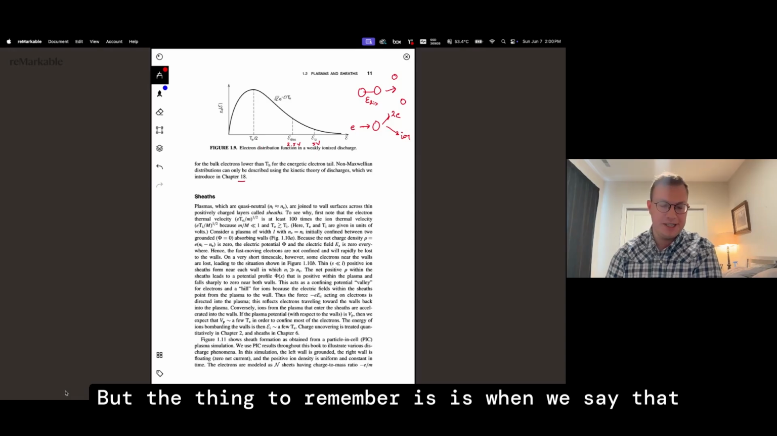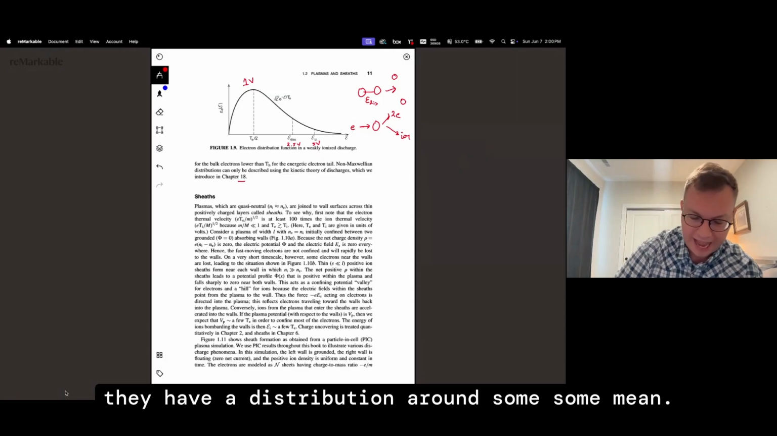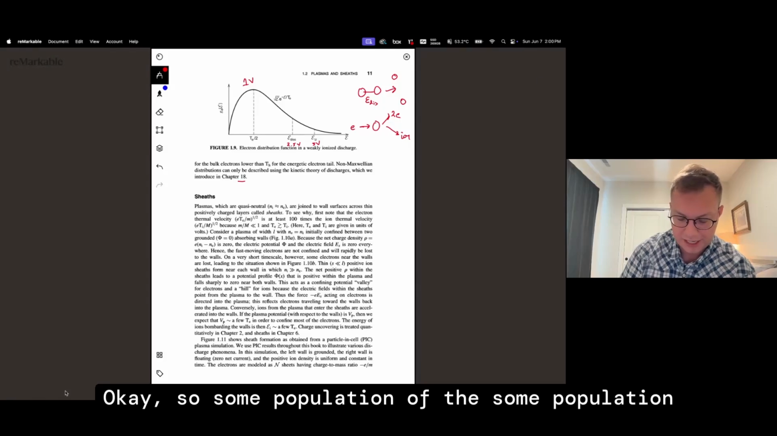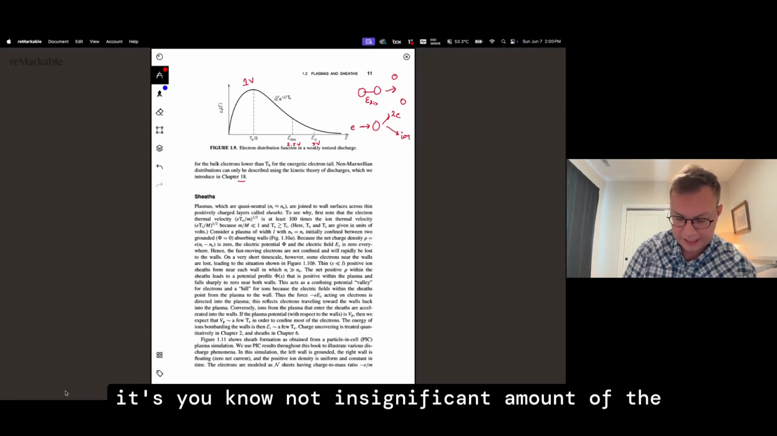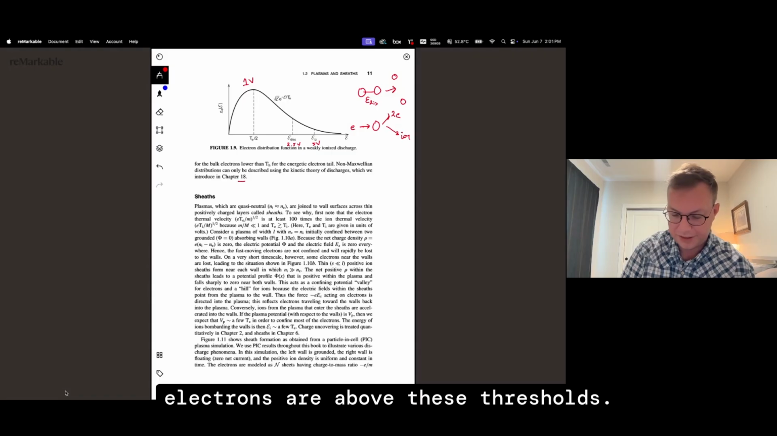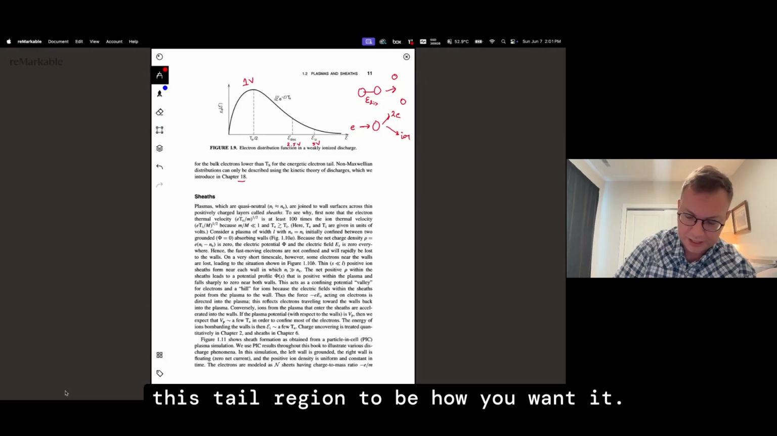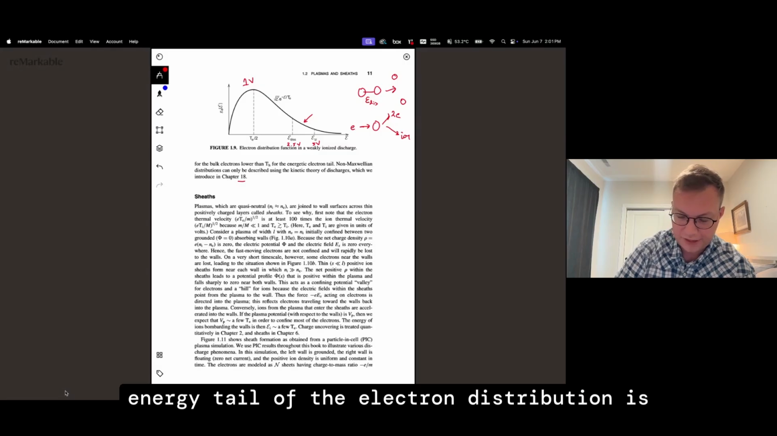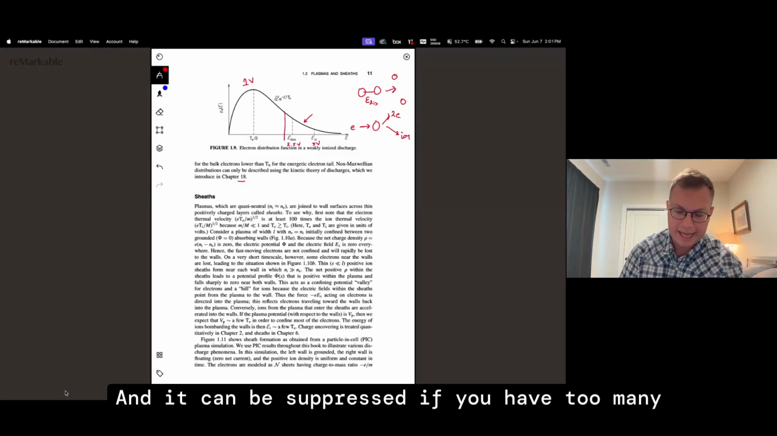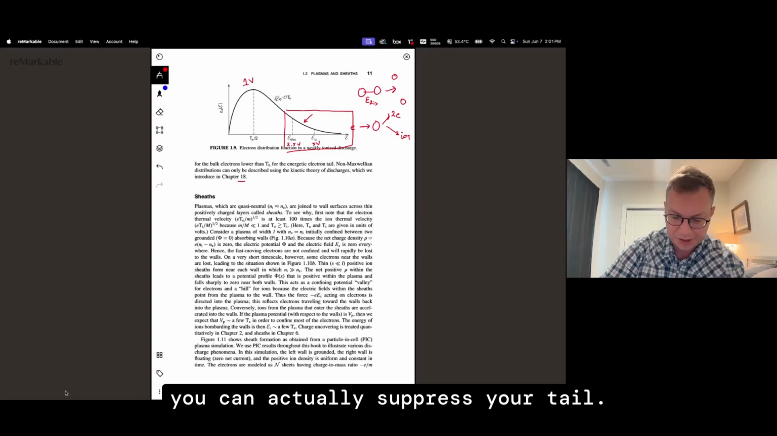But the thing to remember is when we say that the electrons have some temperature, what that's really saying is they have a distribution around some mean. So some population of the electrons, a small amount but not insignificant, is above these thresholds, and a lot of engineering goes into trying to get this tail region to be how you want it. The key takeaway is that this high energy tail of the electron distribution is what's actually driving your chemistry. And it can be suppressed if you have too many collisions. Let's say your background pressure is too high, you can actually suppress your tail.